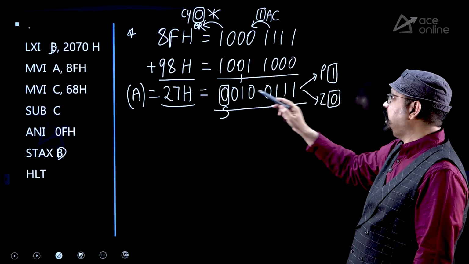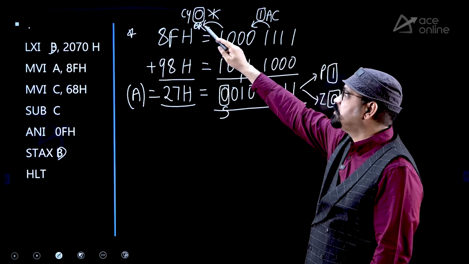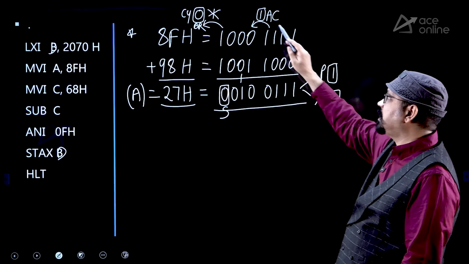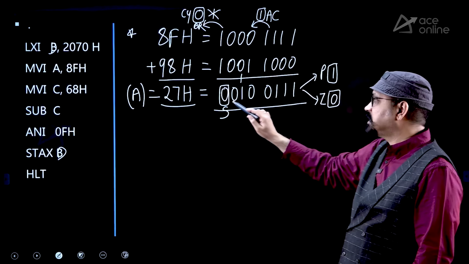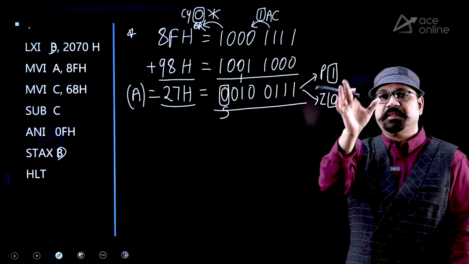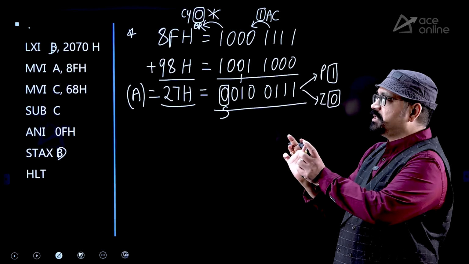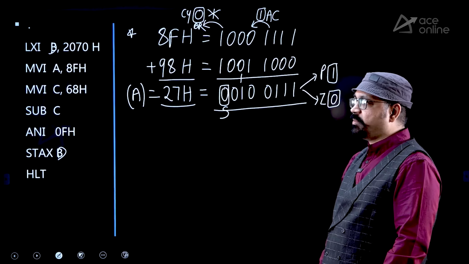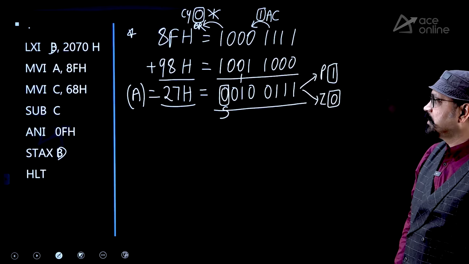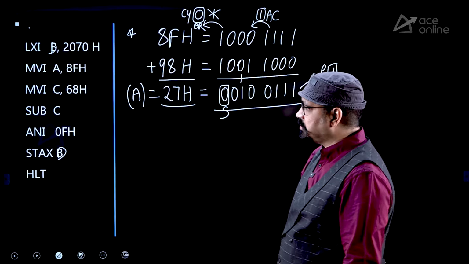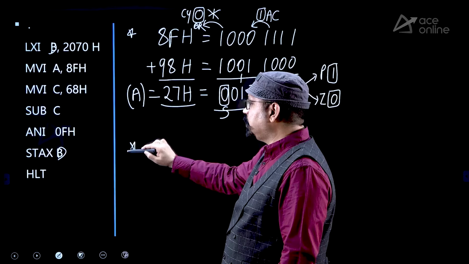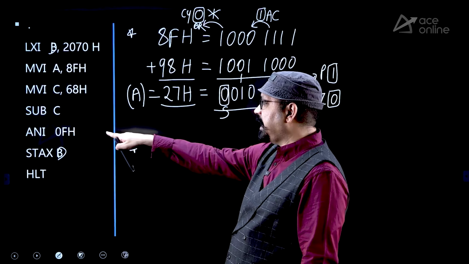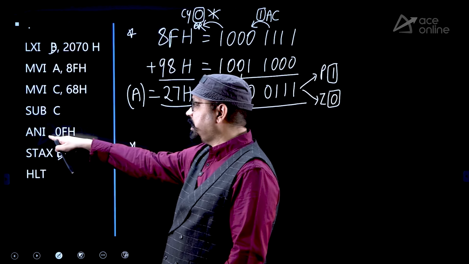The condition of the result, like carry flag, that is borrow, parity, auxiliary carry, zero and sign, is a sequence that will be stored in the flag register. The combination of these 2 registers is known as PSW, as I told you earlier. But what is the next instruction after SUB C? Accumulator content is 27 hexa. ANI 0F hexa. What does ANI stand for?